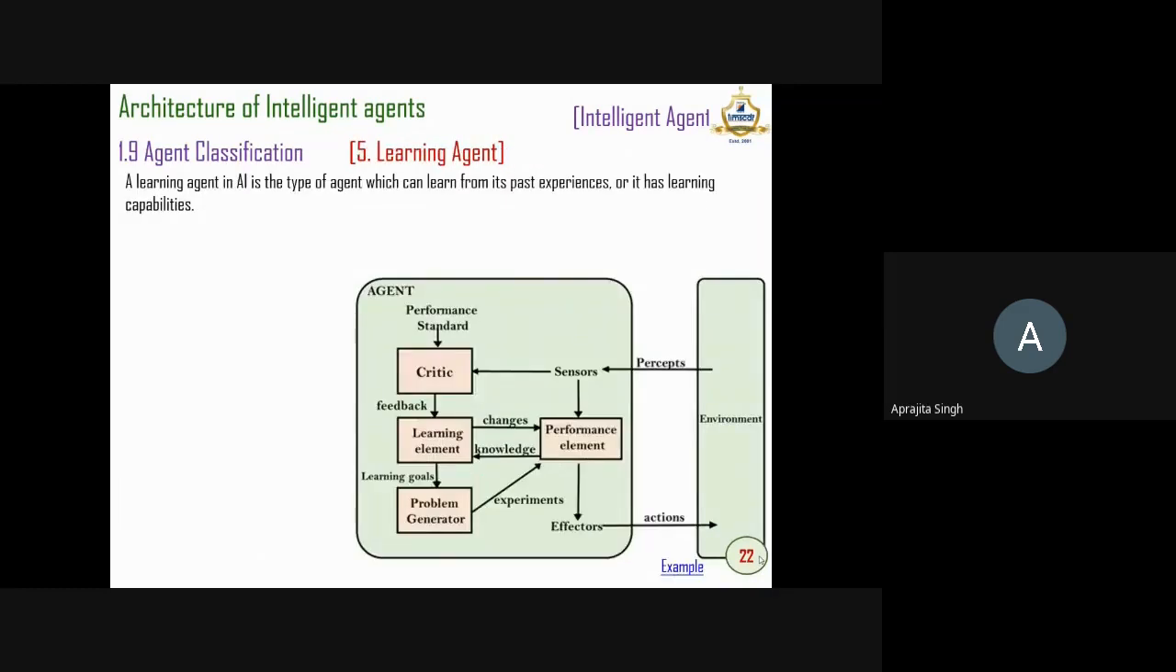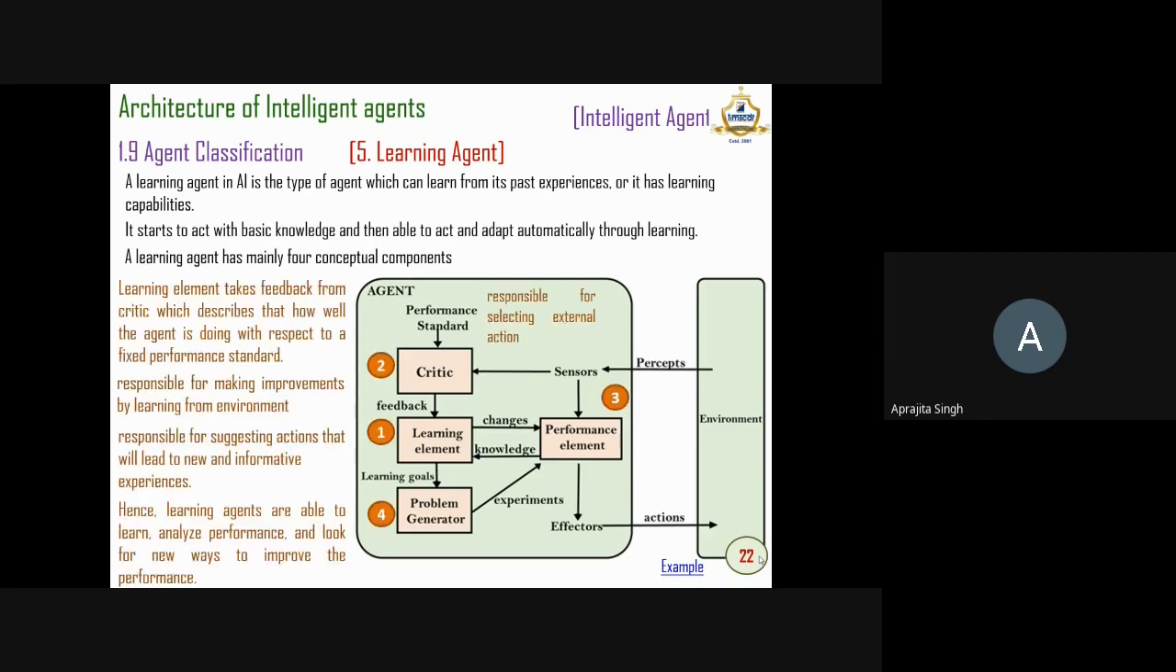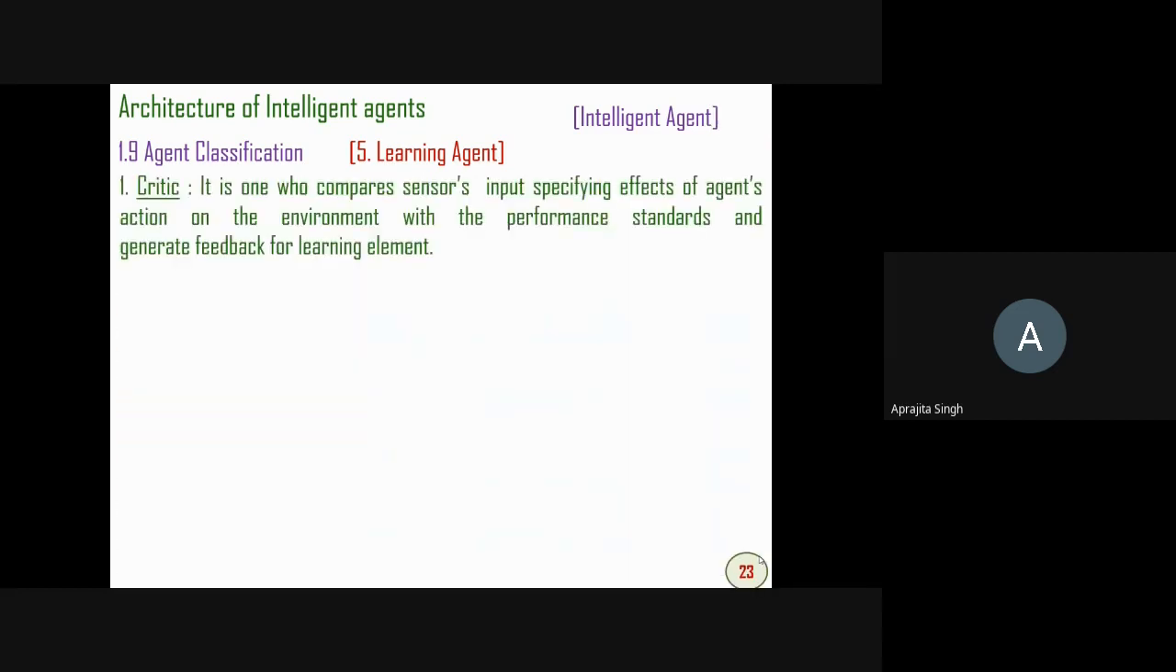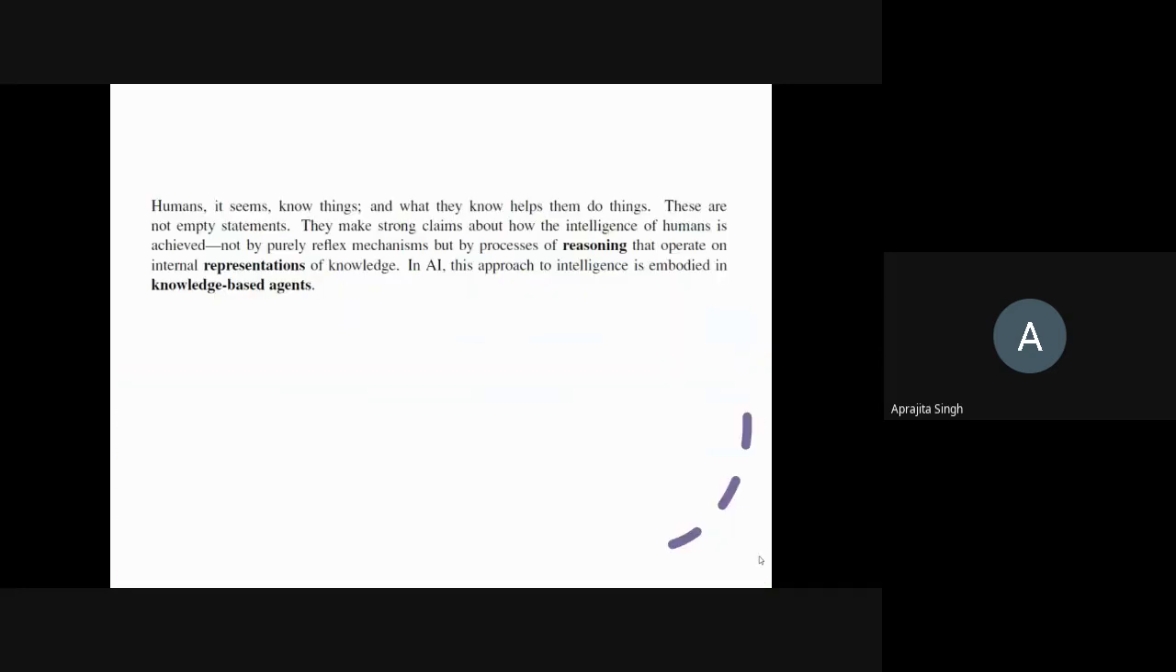Then we have learning agents. Learning agents are the type of agents which can learn from the past experience, and it has learning capabilities. It starts to act on basic knowledge, and then is able to act and adapt automatically through learning. Okay. So these are the 5 types of the models that we had looked at.